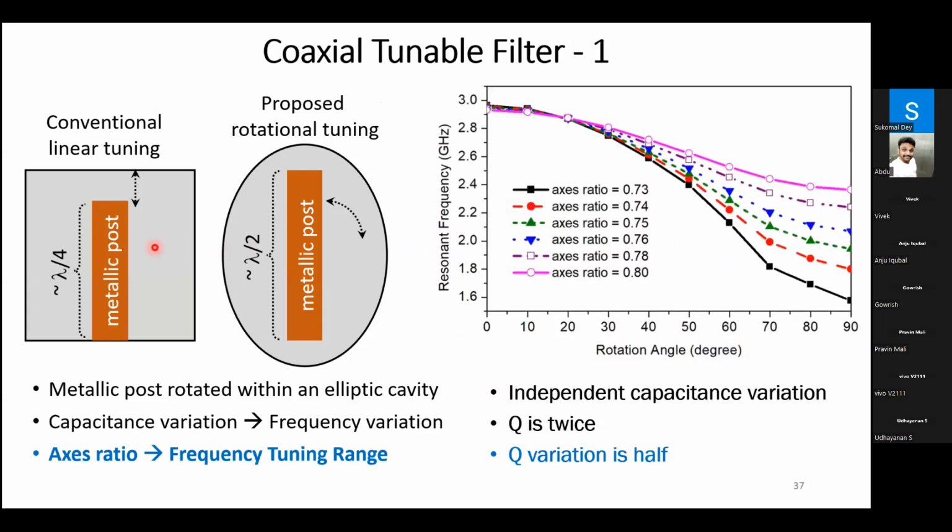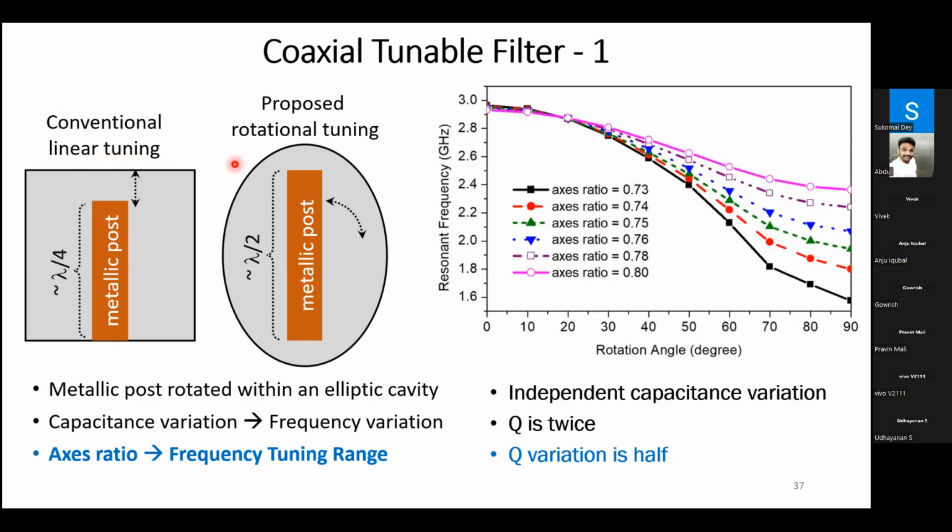Conventionally, for coaxial tuning, we use a λ/4 resonator post. This is a coaxial post, and this is the outer casing of the coaxial post. This metallic wall is linearly displaced so that the air gap changes, which changes the capacitance, and the change in capacitance gives rise to a change in the resonance frequency. So this is conventionally done. There is no novelty here. No, we didn't add any novelty to this.